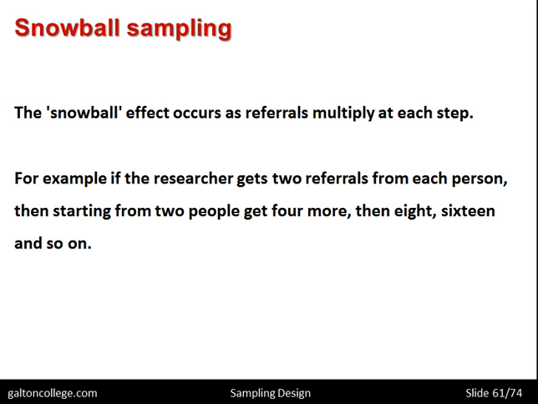The snowball effect occurs when referrals multiply at each step. For example, if the researcher gets 2 referrals from each person, then starting from 2 people, you get to 4, 8, 16, and so on. So the snowball effect is, it grows very rapidly. But as I said, if it's used to make projections about the population, it is biased. And that is the problem.